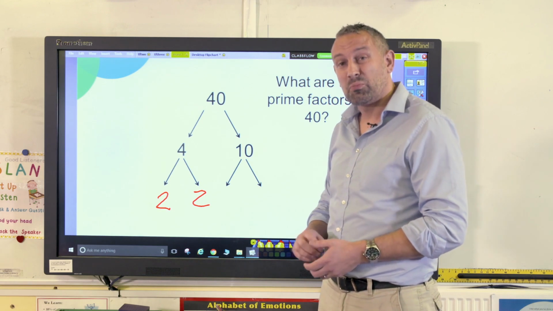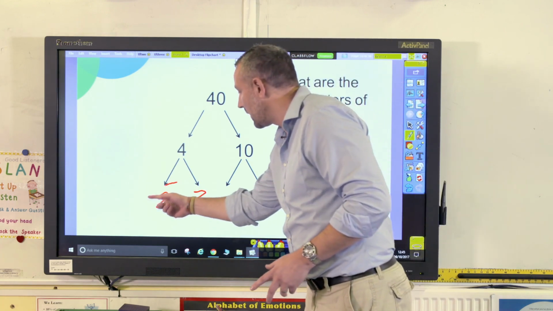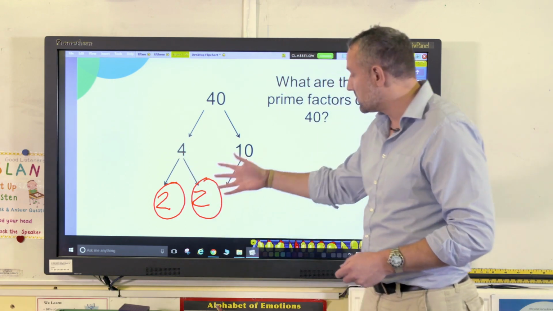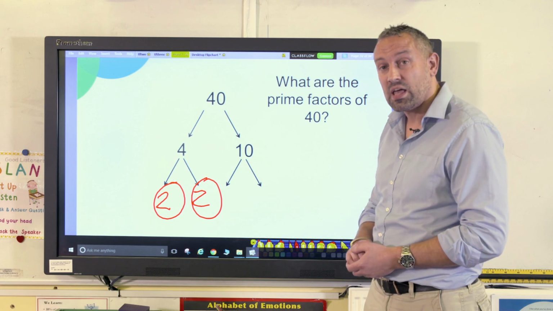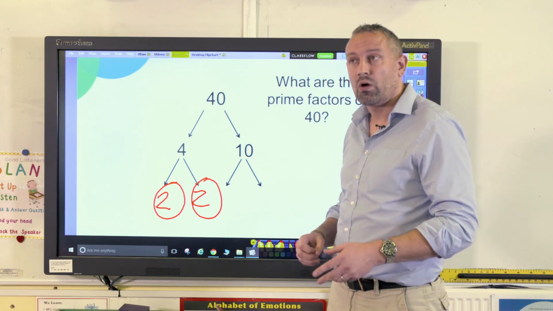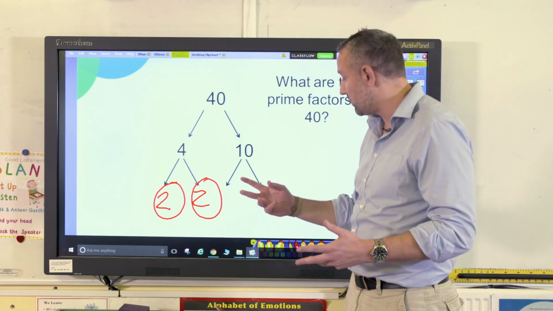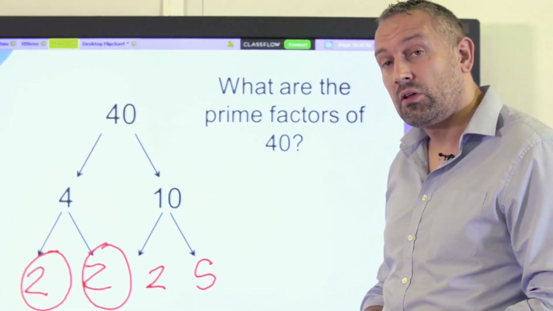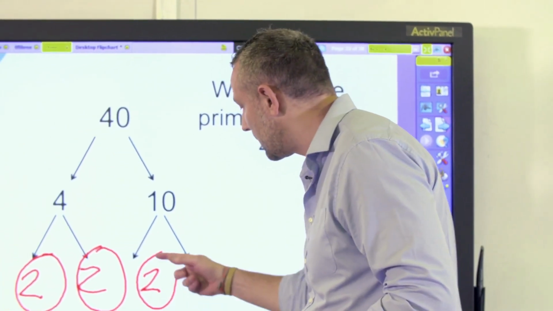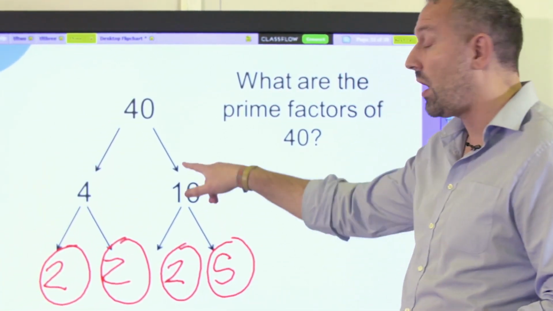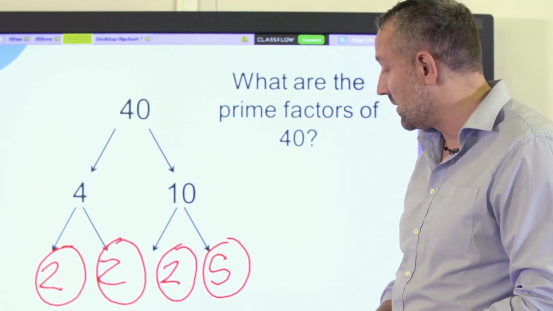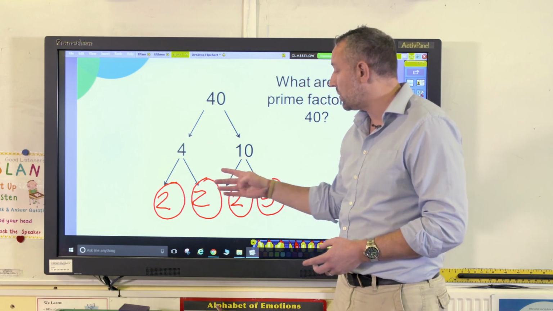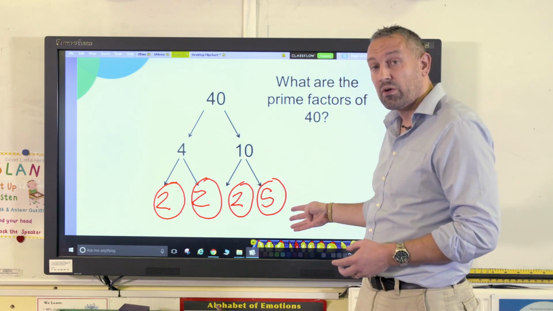Now 2 is a prime number, and therefore I can circle it, and that branch of the factor tree is now closed. So now let's look at the other side. We have 10. Now factors of 10 are 1 and 10, or 2 and 5. So we'll look at 2 and 5. Again, both of those are prime numbers, so I can circle them. And now that branch of the factor tree is closed. There are no more numbers to deal with, so I'm just left with 2, 2, 2 and 5.